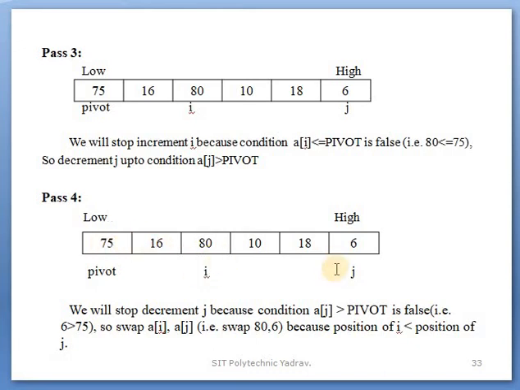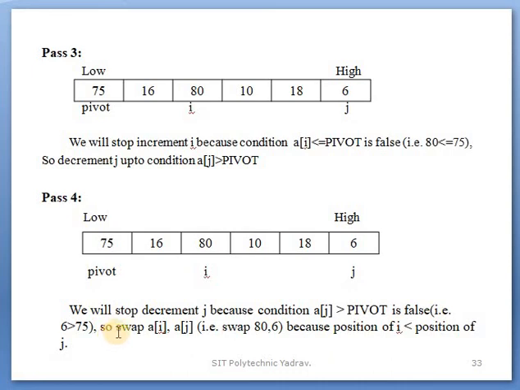When to swap i and j and when to swap pivot and j, these are the only 2 points, and after that the i increment and j decrement conditions are clear. Only for these four conditions: the i increment condition, the j decrement condition, when i and j swap, and when pivot and j swap. When these 4 points are clear, you can easily solve the example. This is an important sorting method, quick sort.